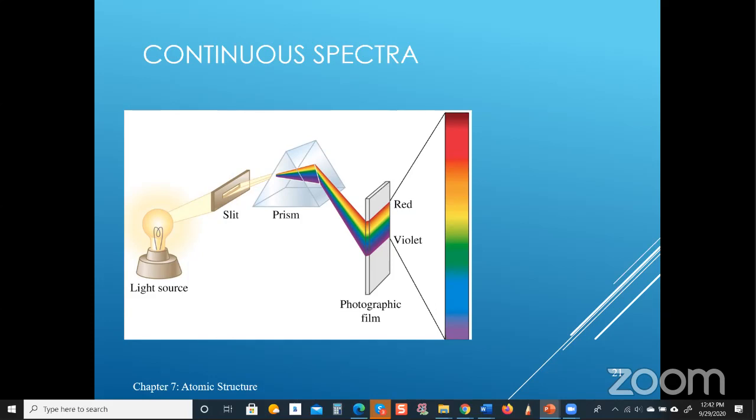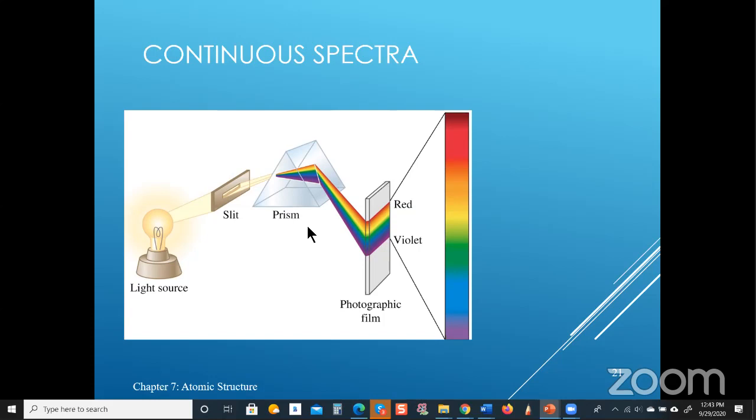Now, if you have a white light source, and the beam from the white light is passed through a slit, and then it's allowed to pass through a prism made of glass or plastic, what will happen? What will happen is that when it hits the surface of the prism and then passes through it, it will undergo a process called refraction. Refraction basically means that the light is bent from its original path as it passes through the prism, all right?